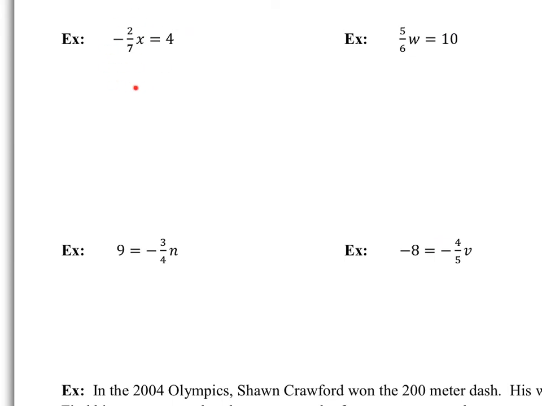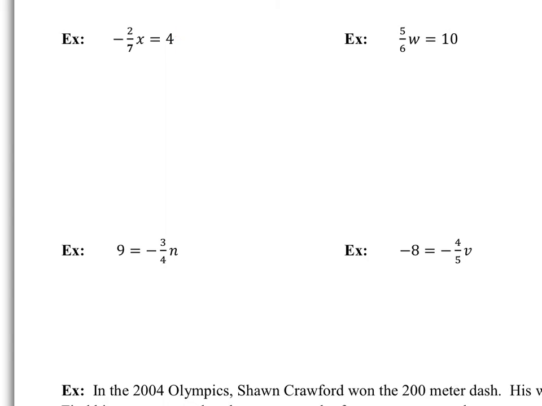So here you have negative 2/7 that's bothering x, and the operation between them is multiplication. So normally you would divide by negative 2/7 because that's the inverse operation of multiplication. But on this side, if I was going to do 4 divided by 2/7, how do you divide fractions? You multiply by the reciprocal anyway.